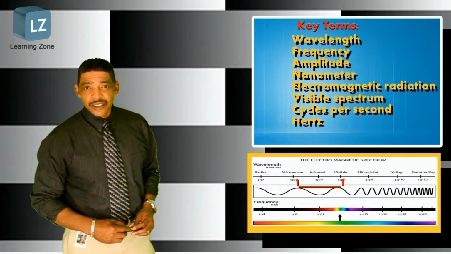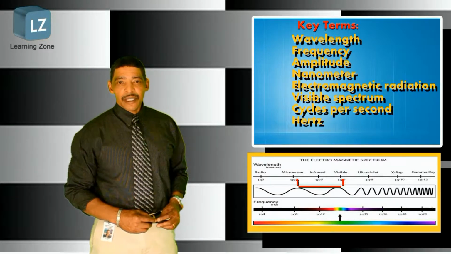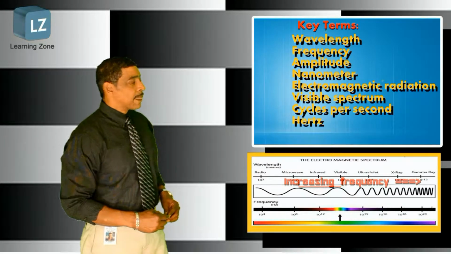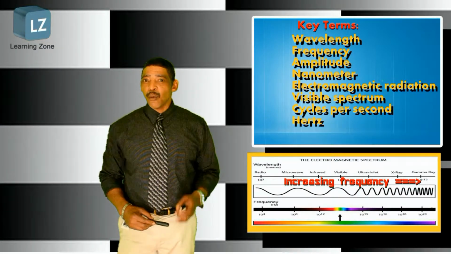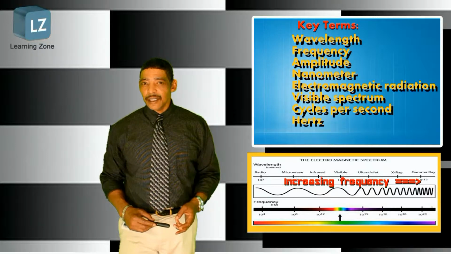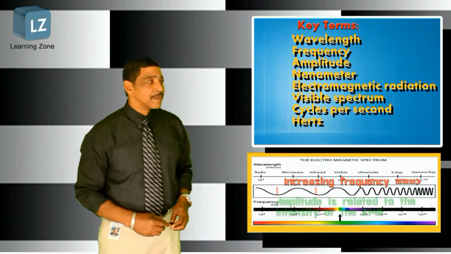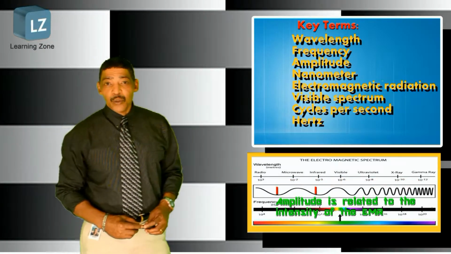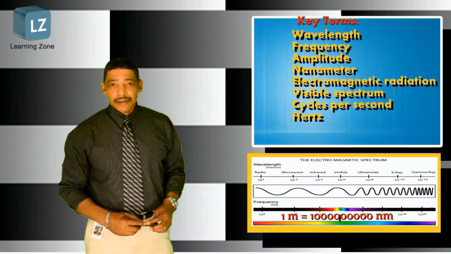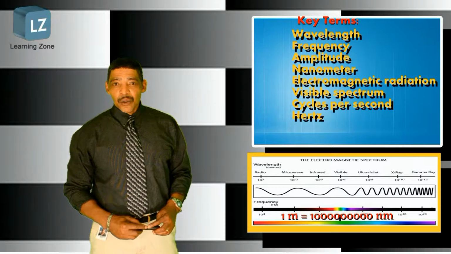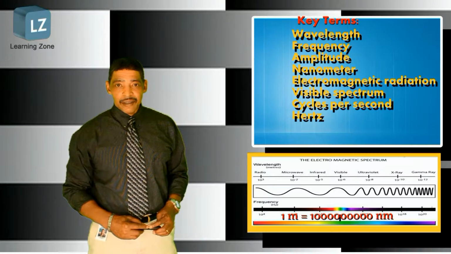Wavelength, which is the distance between two peaks of a wave. Frequency, which is a measure of the number of waves that pass a particular point per second. Amplitude, which is the height of a wave. Nanometer, which is equal to 1 times 10 to the minus 9 meter.